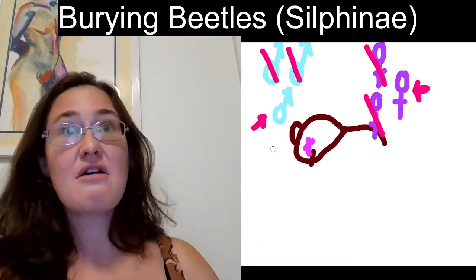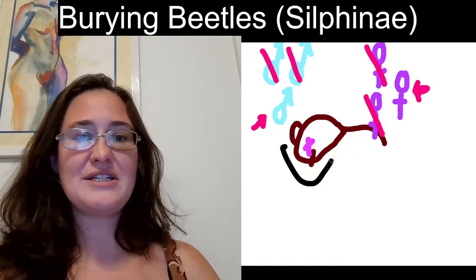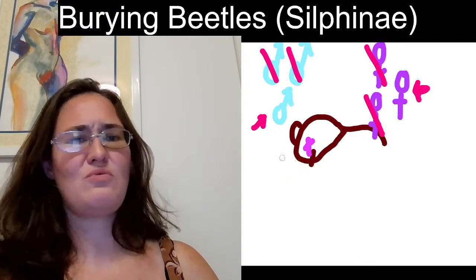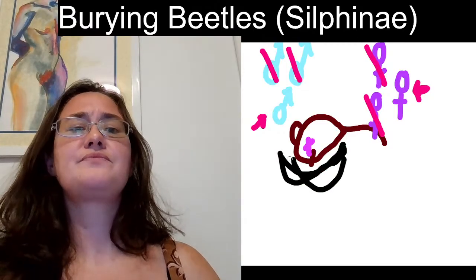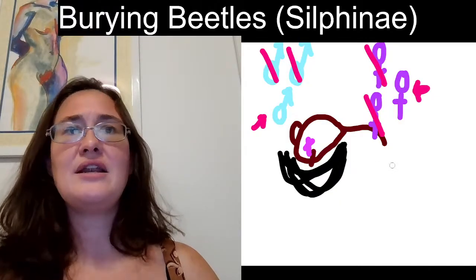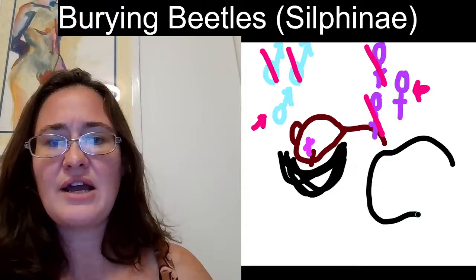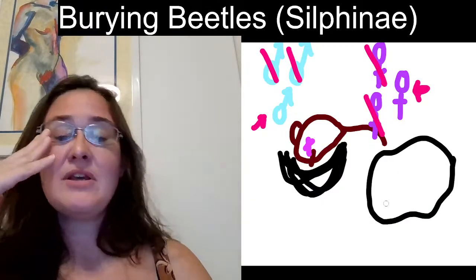Now, because they are a burying beetle, they are going to dig under the mouse. Why? So they're going to dig under the mouse over and over and over again until the mouse is completely underground in something that we call a crypt.